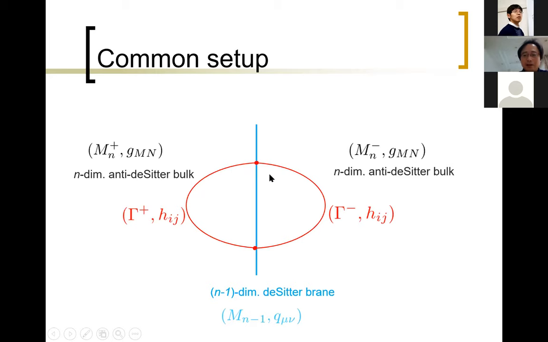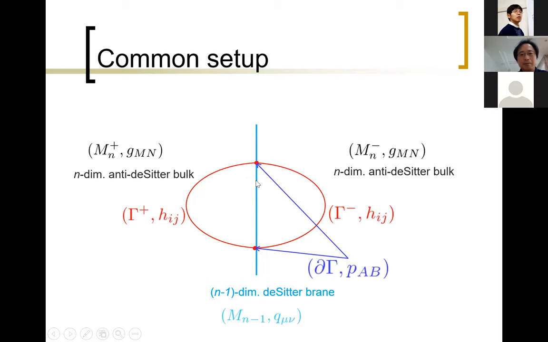So since we are thinking of brane world models, at this point the surface is not continuous, it's not smooth, there's a boundary, but the metric is continuous. The curvature along this way, the so-called extrinsic curvature or second fundamental form, is not continuous. Anyway, there are two boundaries, but the two boundaries coincide on the brane.